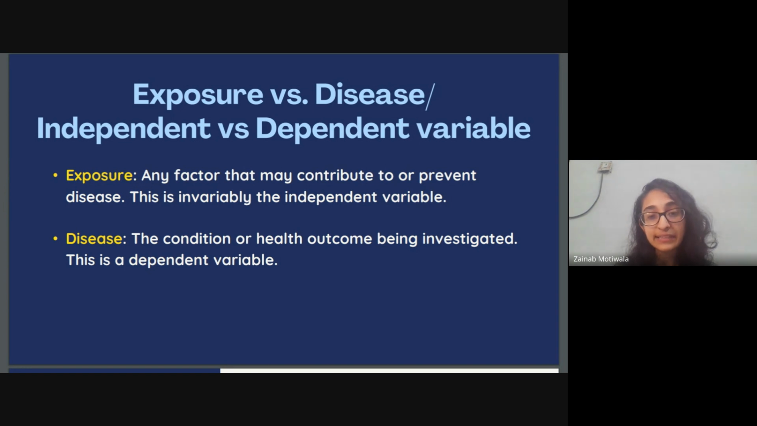And what is a disease? A disease is the outcome that is being investigated. And this is a dependent variable, because a disease is always dependent on the exposure, but the exposure or the risk factor is not dependent on any other variable.